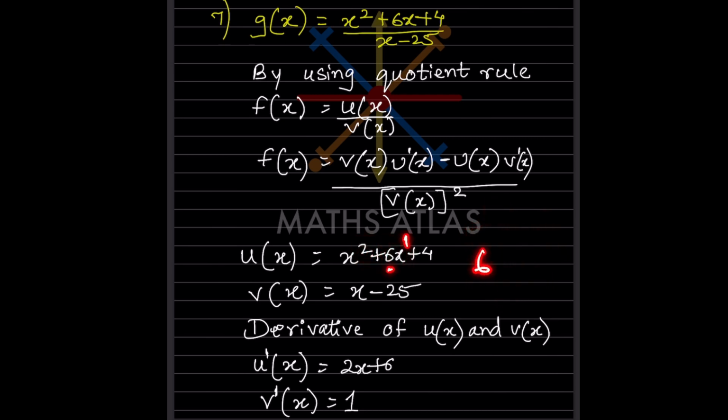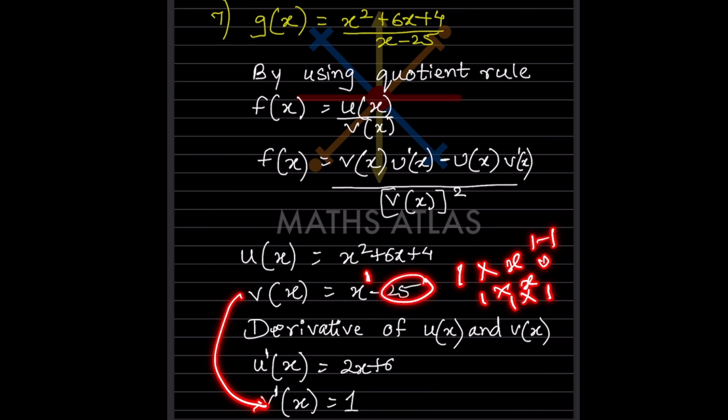So 6 you will write, and this will be 1 into x raised to 1 minus 1. So that will be 6 into 1, because this will be 0. So this is going to be 6, and this is the constant, that is going to be 0. And when you take the derivative of this one, this is 1 over here, 1 into x raised to 1 minus 1, that is 1 into x raised to 0. So 1 into 1, that is 1, and this is constant. So the answer is 1.